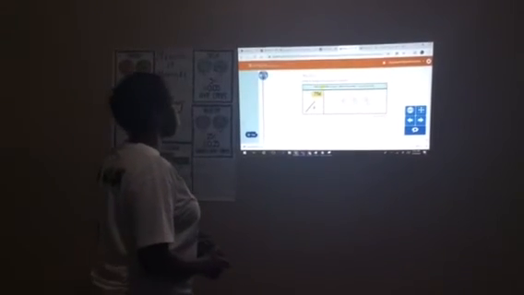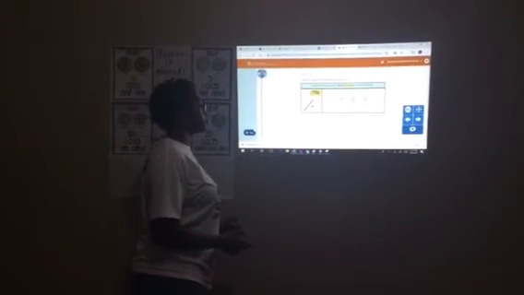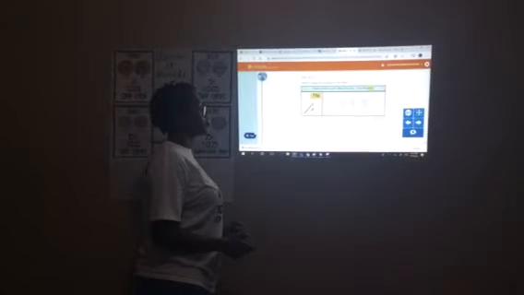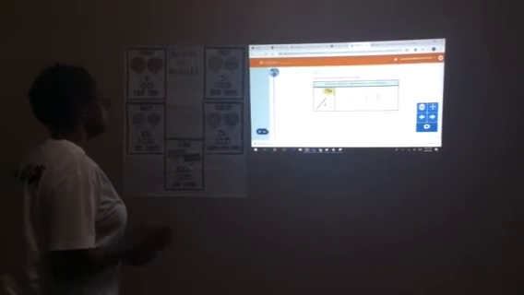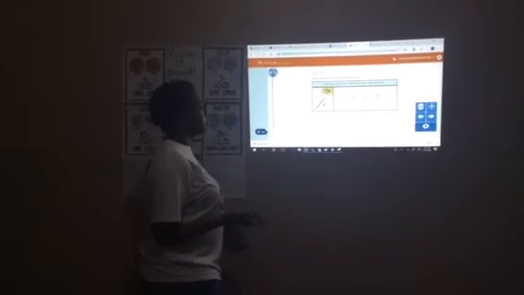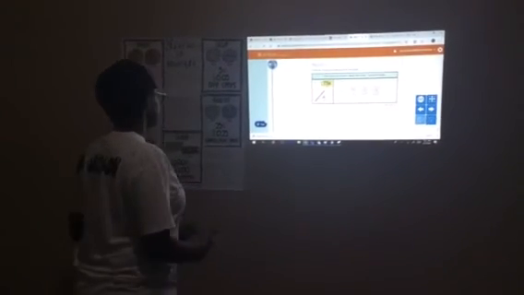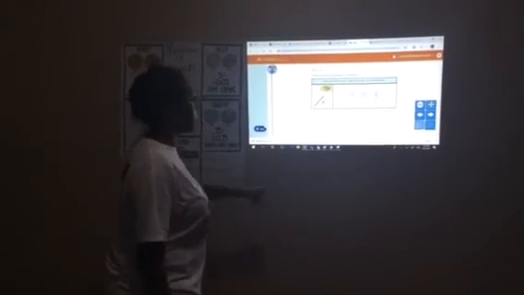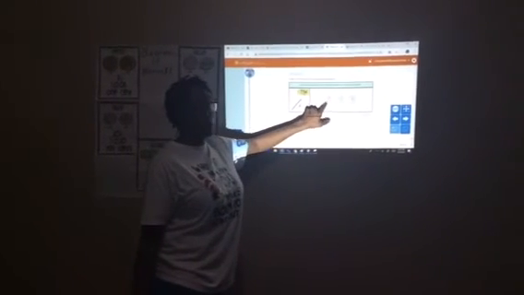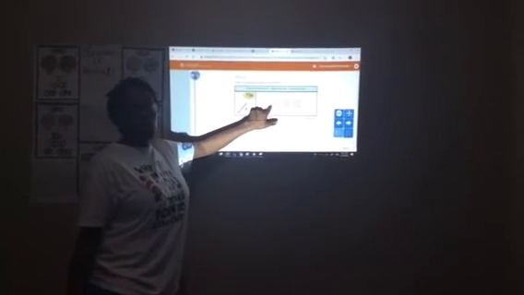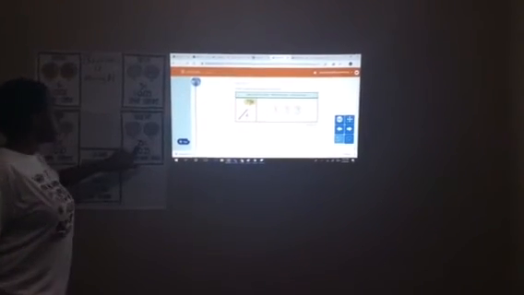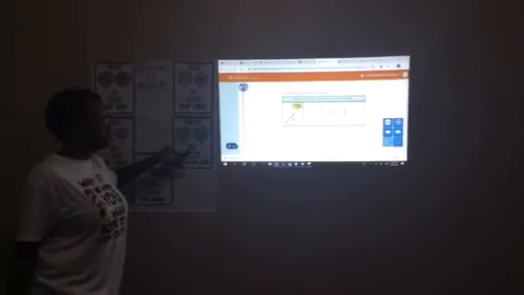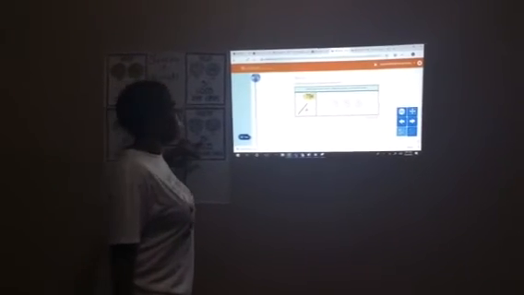Let's see. How much will it cost? Match the coins. Count the coins. So the price is 75 cents. 75 cents. And she has 3, what coin is this? Quarters. Good job, quarters. Quarters equal 25 cents.